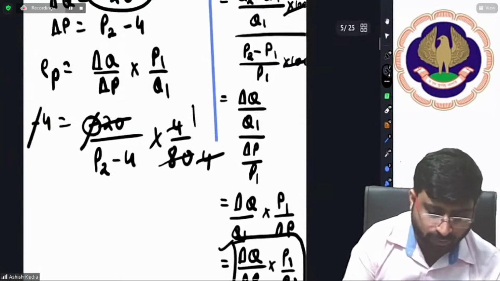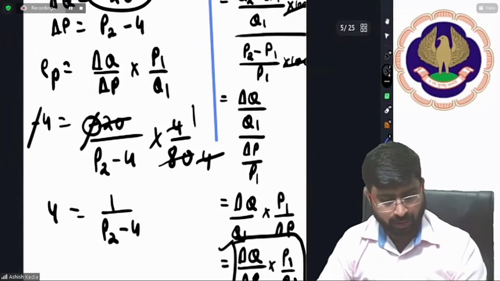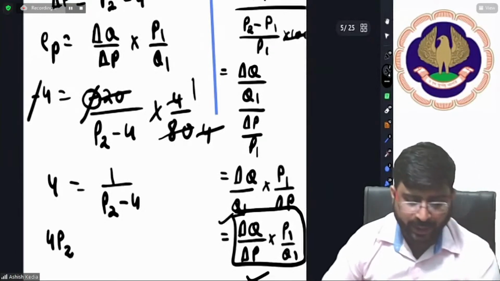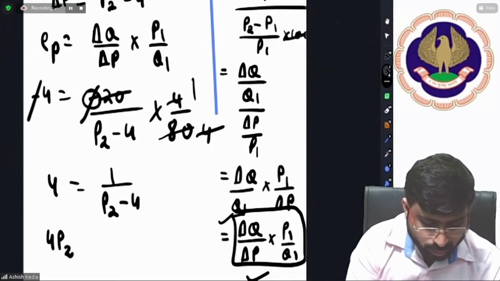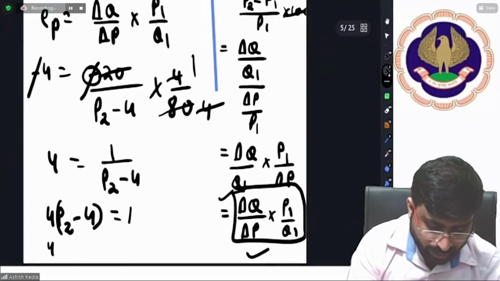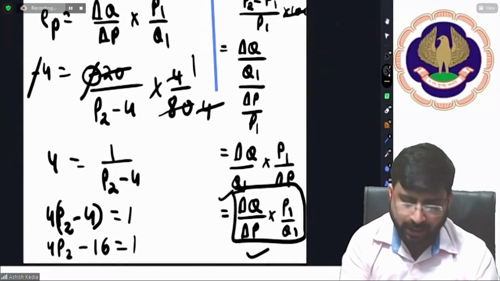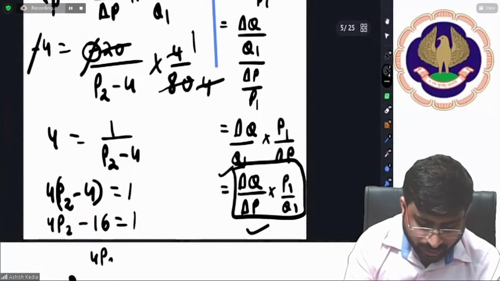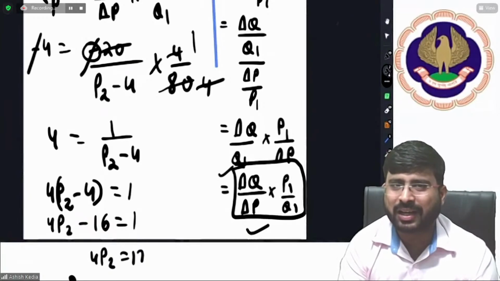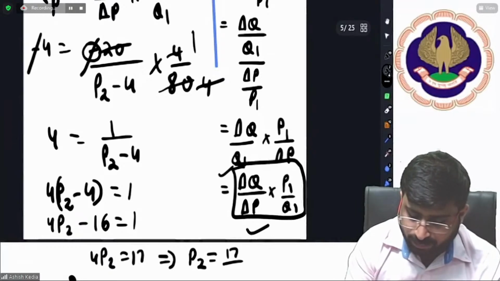So now, if we cross multiply, we have 4 equals 1 by P2 minus 4. So when we cross multiply, we get 4 into P2 minus 4 equals 1. What is happening? 4 P2 minus 16 equals 1. Yes, sir, because we have multiplied. So what are we getting? We are getting 4 P2 equals 1 plus 16, which is 17, because minus 16 is going there now. So plus 16, and that implies P2 equals 17 by 4.